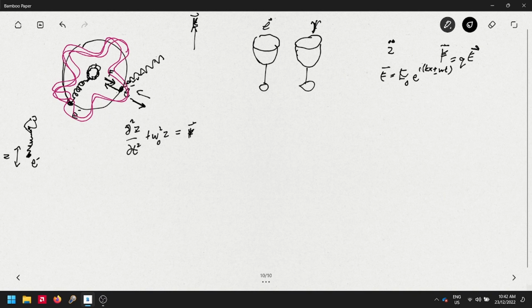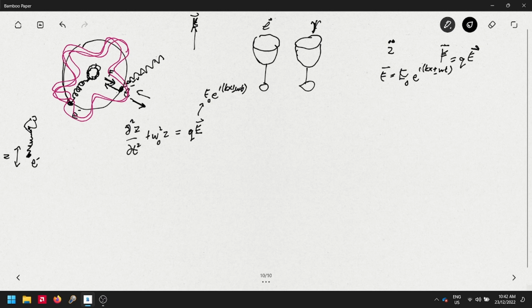So if I replace this with QE, then I'll have this one. And then the solution should look like this, okay? So it's QE, and then I know that my E is equal to E naught e^(i(kx ± ωt)), right? It should be the same as my yesterday's demonstration about the glasses.